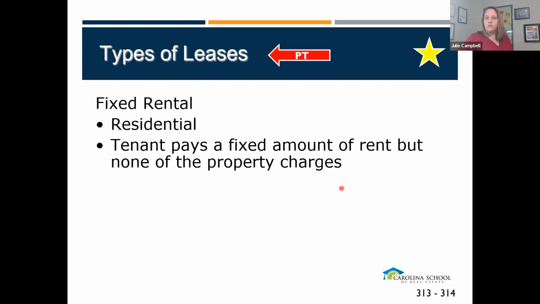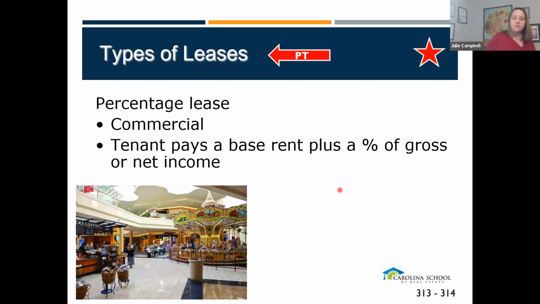One common way for commercial properties in a retail setting is to be paid a percentage lease. We see these, for example, in the mall, when malls were cool. So in a percentage lease, the tenant pays a base rent plus a percentage of their income. The base rent is going to be based off of square footage.